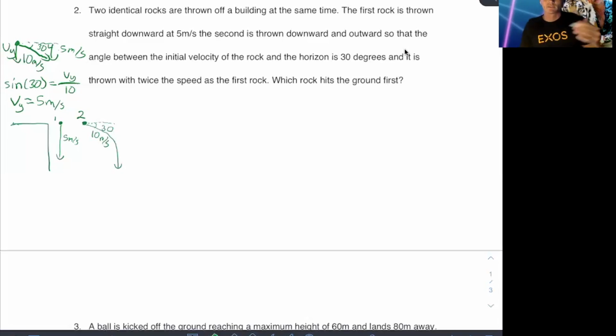We threw it in a diagonal, so some of that speed is in the x direction, some of that speed is in the y direction. And it turns out that 5 meters per second is in the y direction. So then let's think about it. Which one's going to hit first?